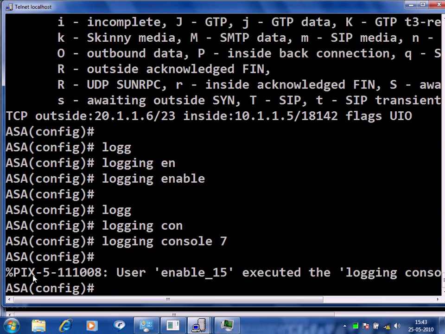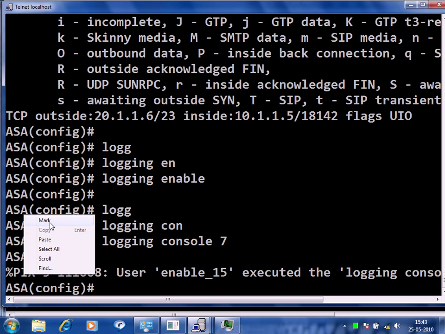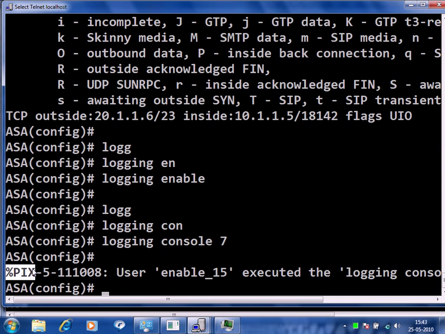Now see, read this line. Pix 5. Okay, what is this one? What does this say? It's a device. Okay, what does this digit indicate? This is the level of message.